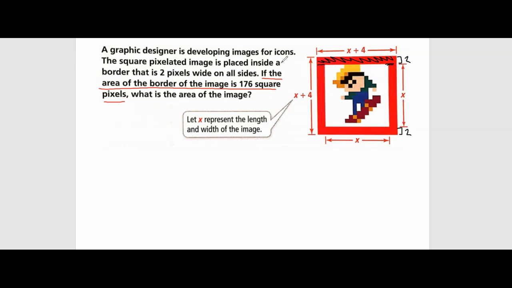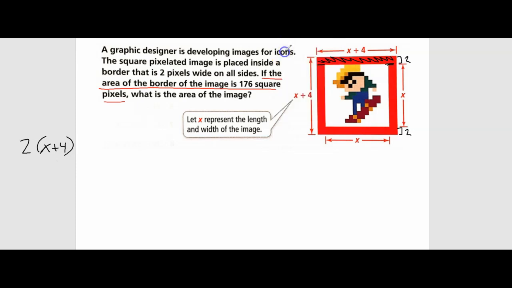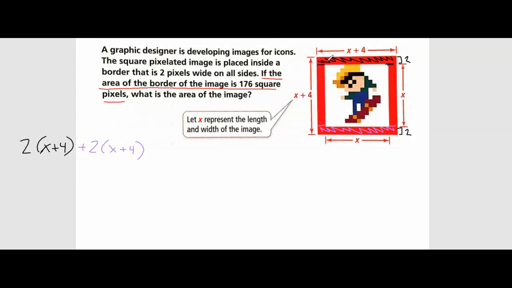So I've got 2 times the quantity x plus 4. That represents the black, shaded. Let's do purple. We have the same thing down here, right, in purple. Same size, just on the bottom. So again, plus 2 times the quantity x plus 4. Now let's figure out, let's do blue. Maybe that'll be easy to see.